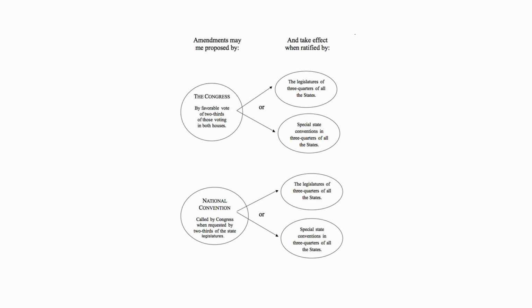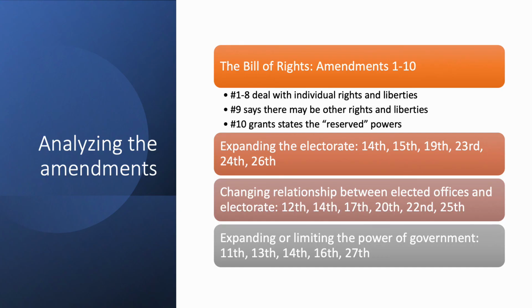It could happen. It hasn't happened since 1787, but remember what they did last time? They took their existing constitution, which was the Articles of Confederation, and threw it in the garbage and started over. So anything's possible if you have a constitutional convention. Now, I want to go through the amendments and then we'll be done. We're going to cover civil rights and civil liberties at some length, but this is what you need to know now. Amendments 1 through 8 deal with individual rights and liberties. Amendment 9 says there may be other rights and liberties that we haven't written down yet.